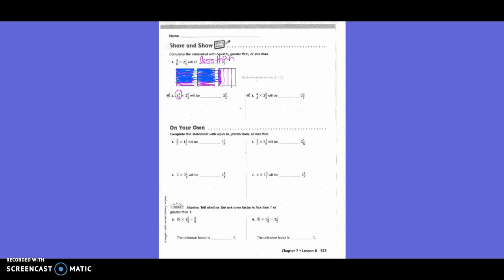Okay? Now, what do you guys think? 1 1/5 times 2 2/3, what do you guys think that would be? Greater than. Because 1 1/5 is more than 1. Now, if I was kind of iffy and I was like, man, I just really don't know what this could be, could I actually work out the problem? Yes. So I have 1 1/5 times 2 2/3.